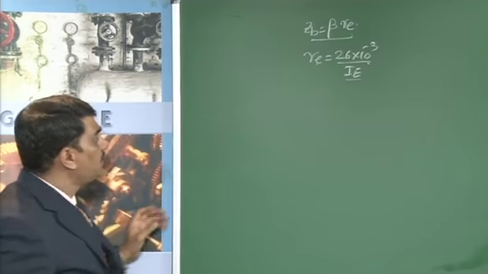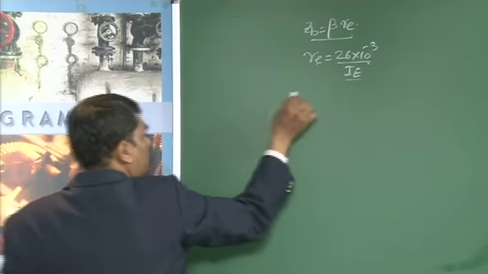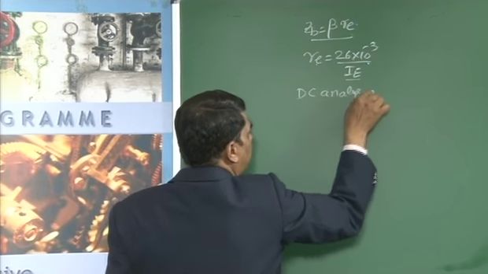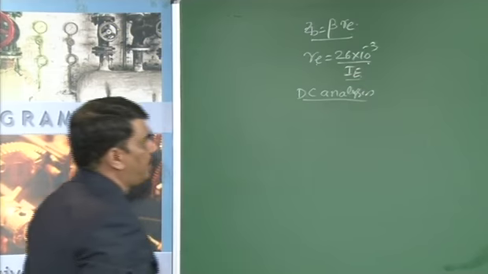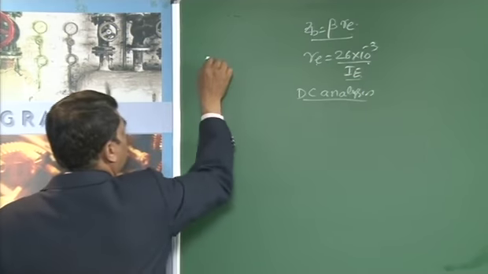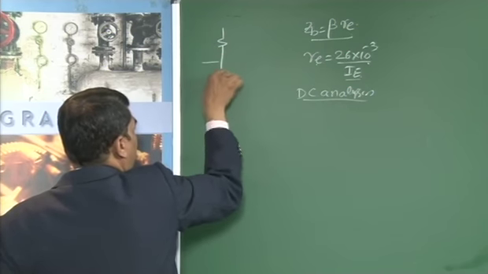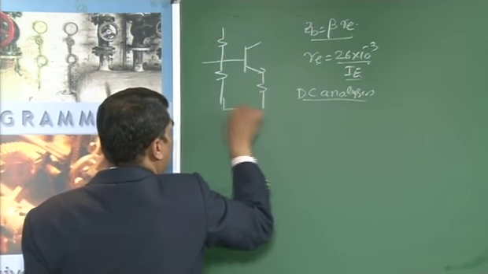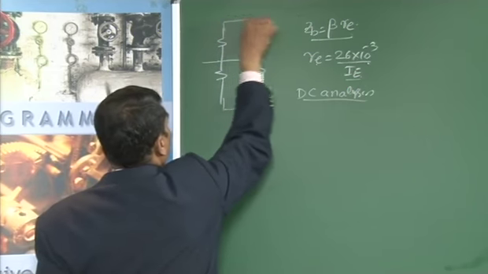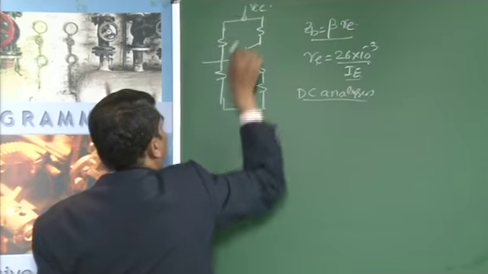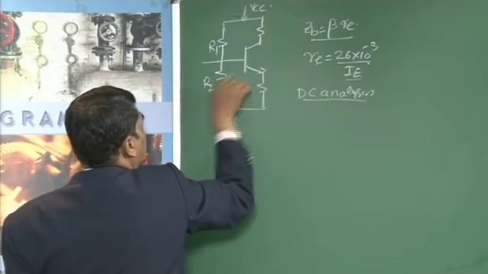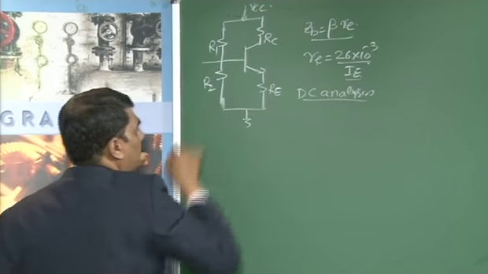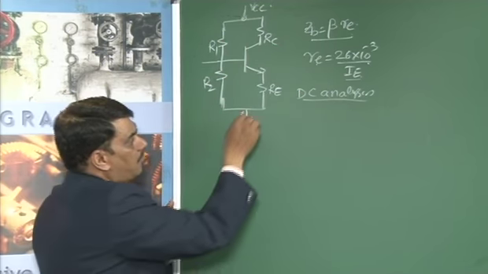For this circuit, to determine re, you have to perform the DC analysis to determine the IE value. For the given circuit, the circuit is given by R1, R2, RC, RE, and VCC. This is ground. For this, we use a voltage divider network.